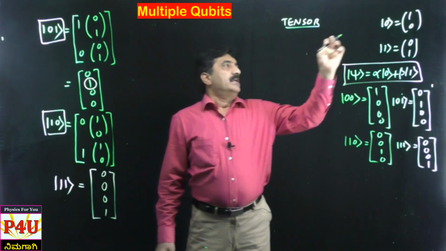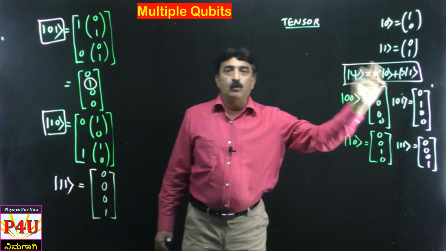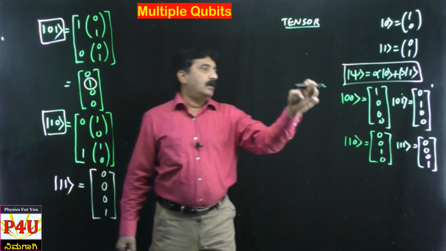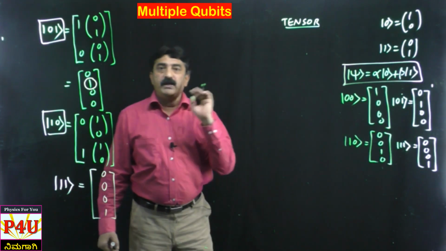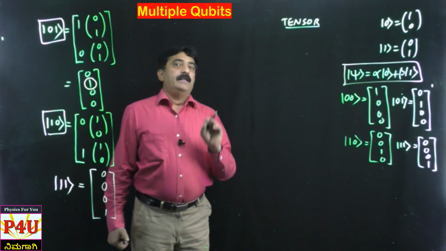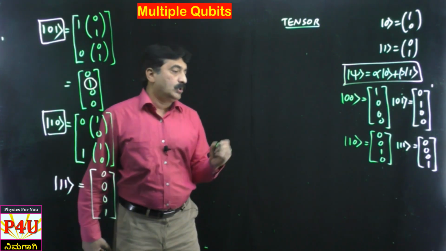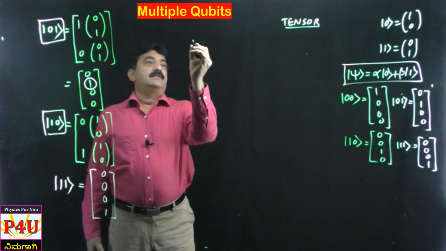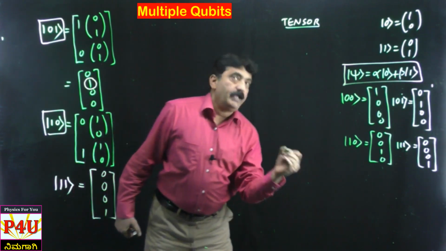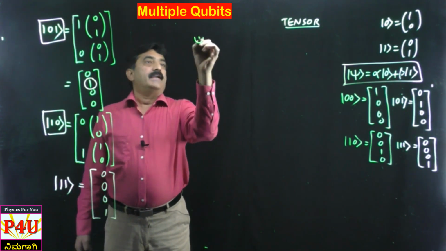Dear students, if there are two states, there will be two probability amplitudes. If there are four states, how many probability amplitudes will be there? Yes, you are correct. There will be 4 probability amplitudes, and therefore that resultant will be psi. Okay, I write it here.